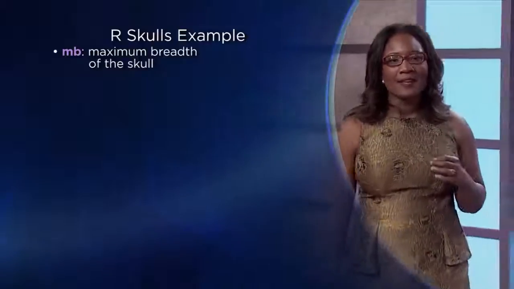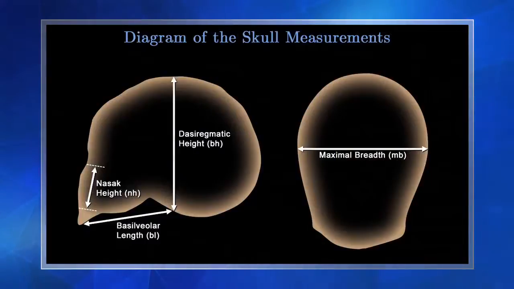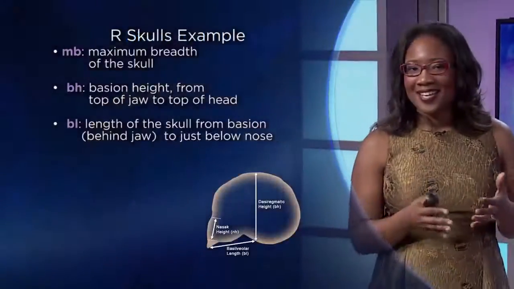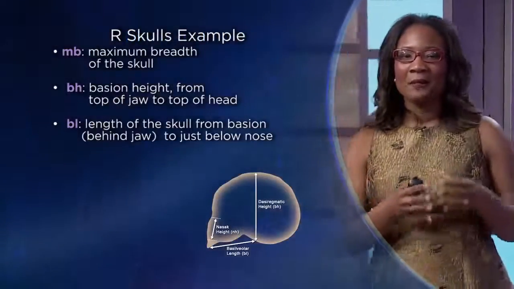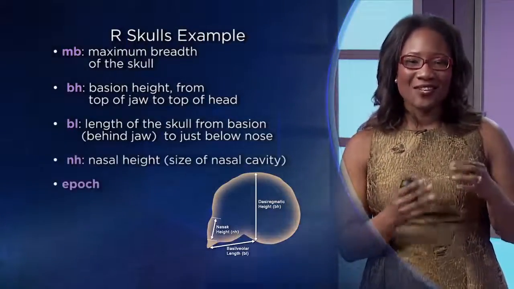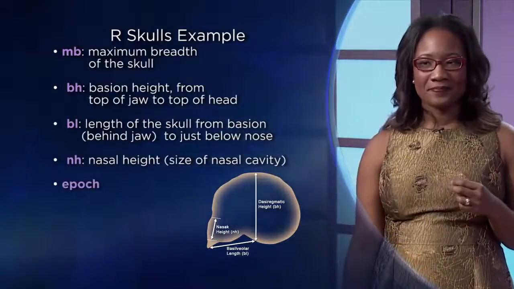Now we can use Manova to discover whether skull measurements vary most across epochs. Here's our data. First, MB is the maximum breadth of the skull. BH is the height from the jaw top to the top of the head. BL is the length of the skull from behind the jaw to just below the nose. And NH is our nasal height. So these are the measurements that we have for that data set.